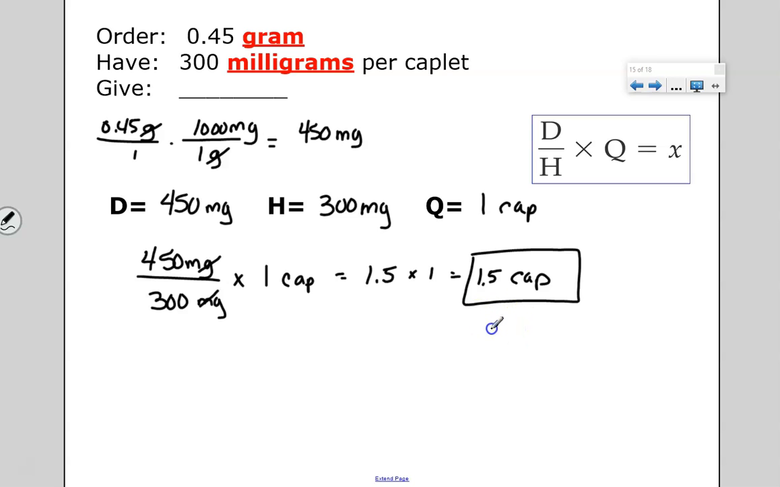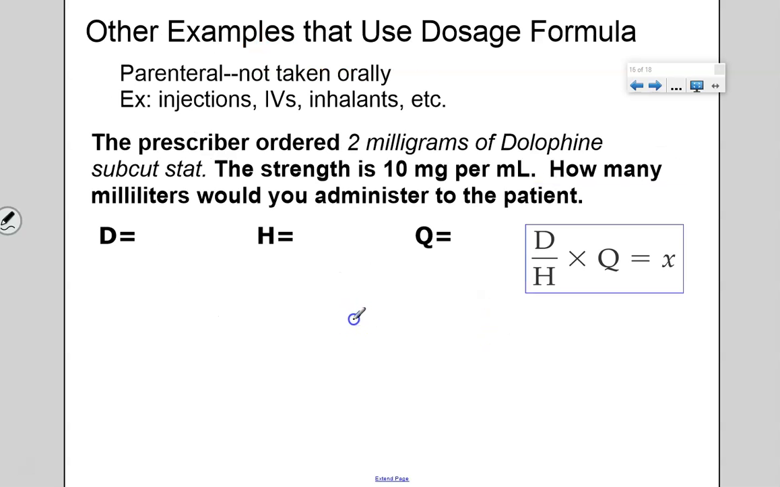If it is milliliters, you can change 1.3 milliliters, 1.4 milliliters. That is possible. Now, some other examples to kind of show you, because once you know the dosage formula, you can do many different types of problems.